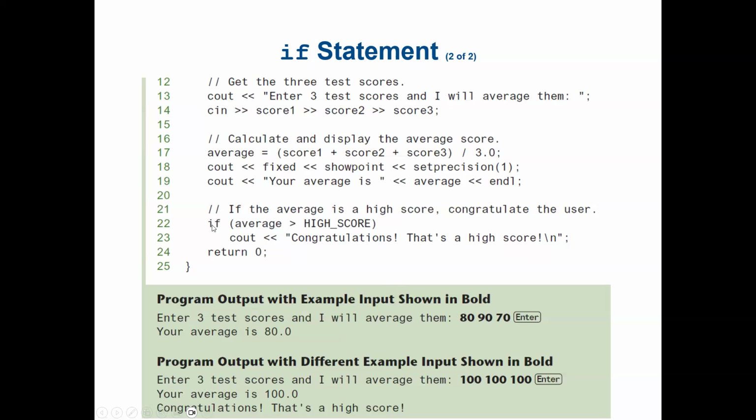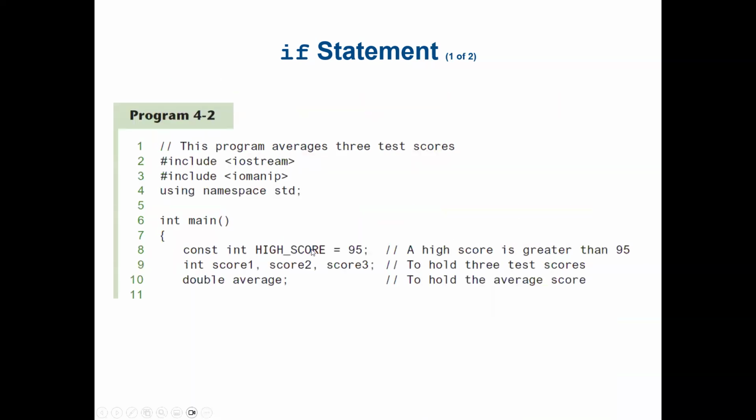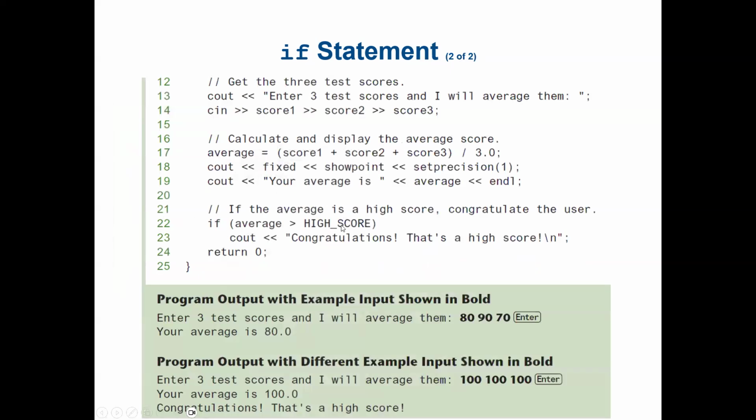Now, this is what we are learning. If the average is greater than high score, then we are going to say, congratulations, student did good. That means if the student's average score is over 95, then we print the statement. Now, if the score is less than 95, then we are going to skip the statement. And why do we say 95? Because when the variable high score is declared, it's a constant variable, we initialize it to 95. So anytime we use the variable high score, it means the content 95.